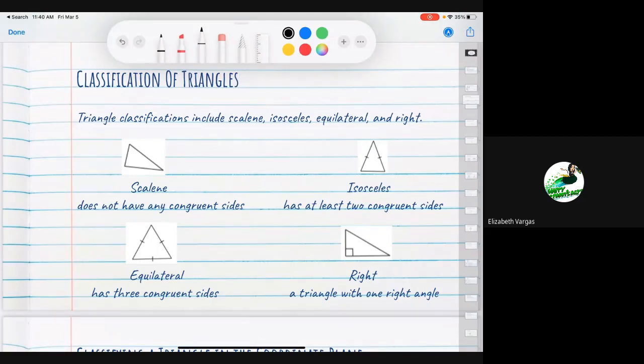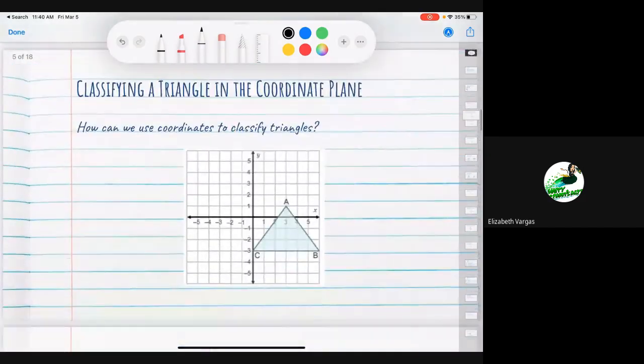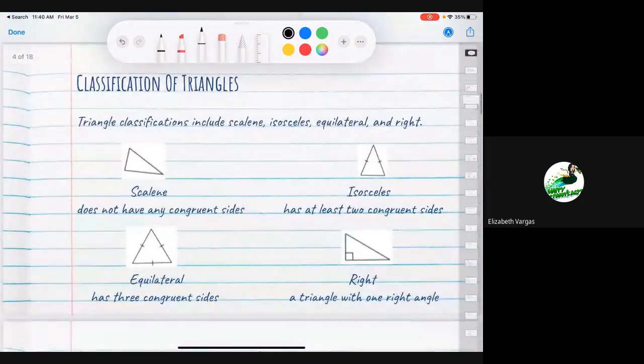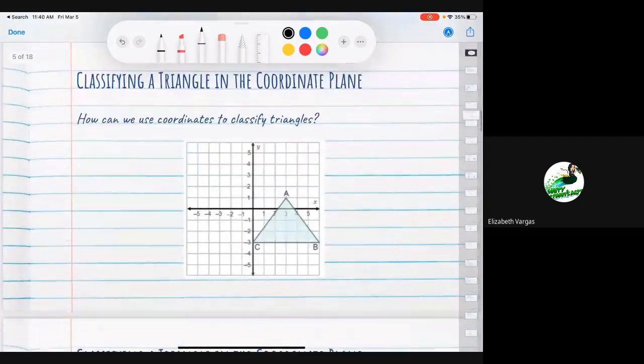And so right now we're going to look at how to differentiate different triangles on a coordinate graph. So say I have something that looks like this, and it's asking me, how can we use coordinates to classify this triangle? So we want to classify this triangle as one of the following, right? And we've looked at these different types of triangles, but how can we do that?